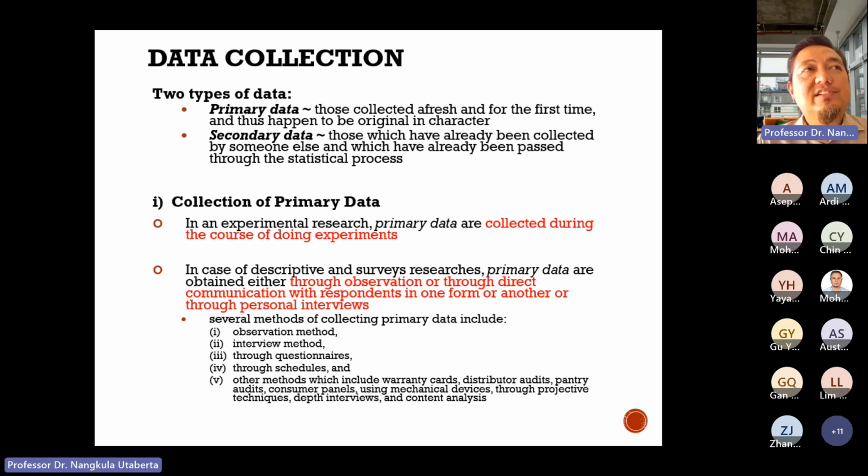When we talk about data collection, there are two types of data. I think this is very important for the students. The first we call primary data, the second we call secondary data. Primary data means the data that we collected. For example, for those doing experiments, they do data collection during the experiment. Sometimes you do it from observation, or direct communication with respondents. So these are several methods of collecting primary data. I think we can discuss that further.